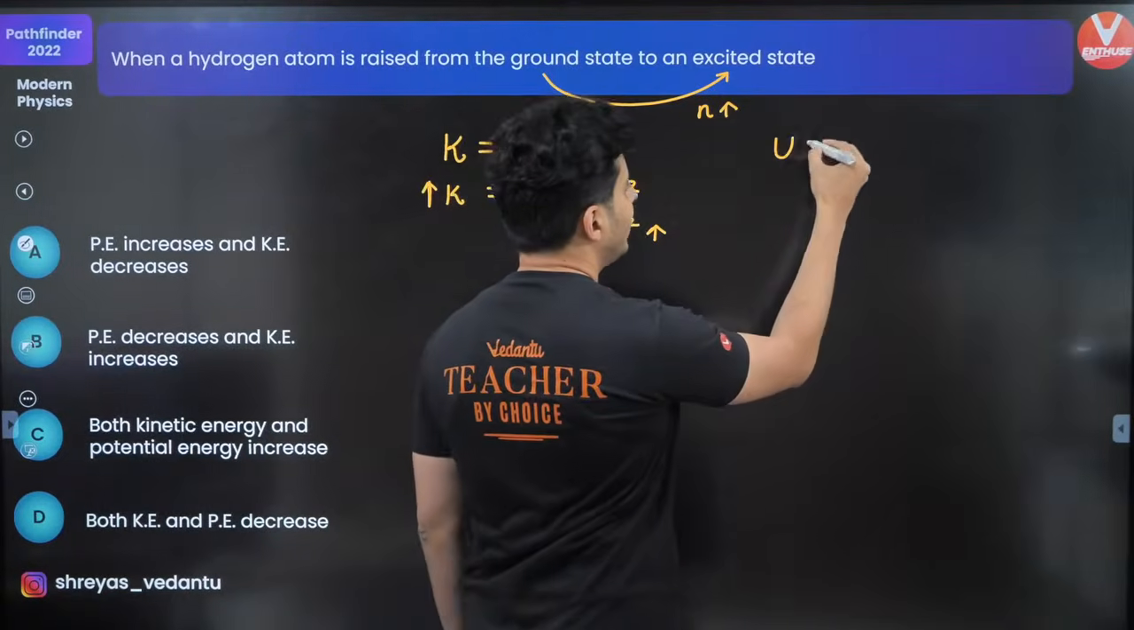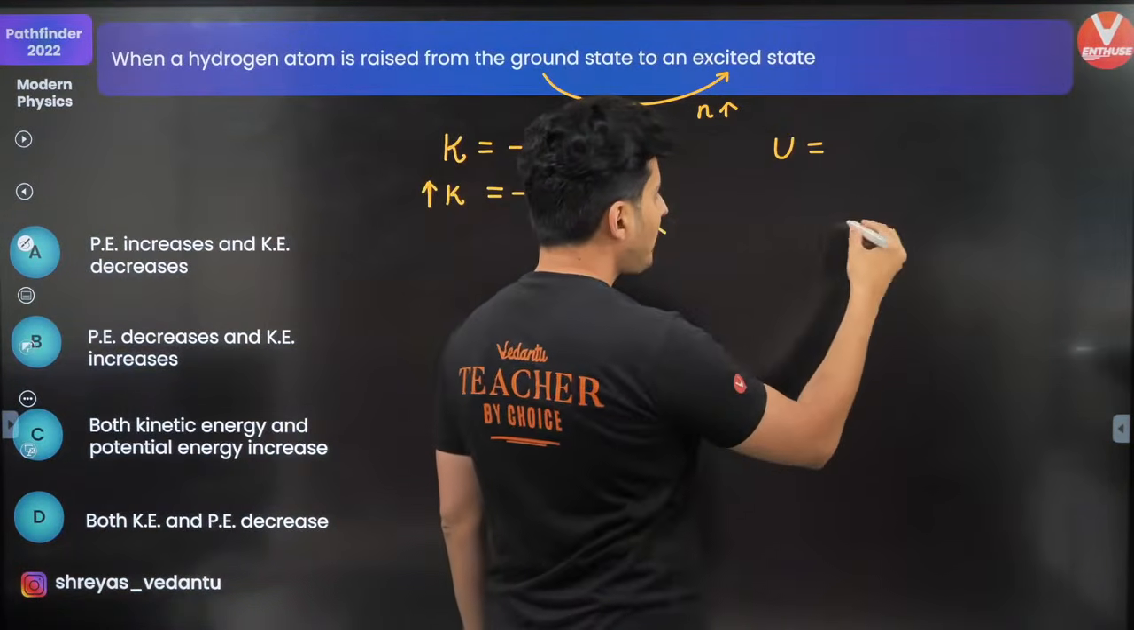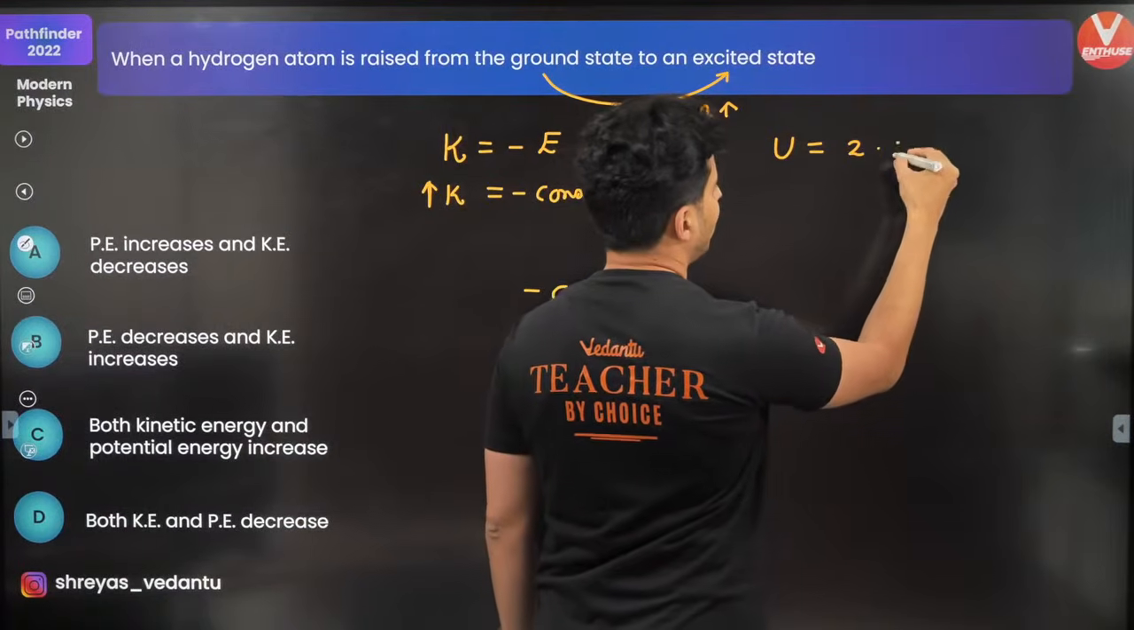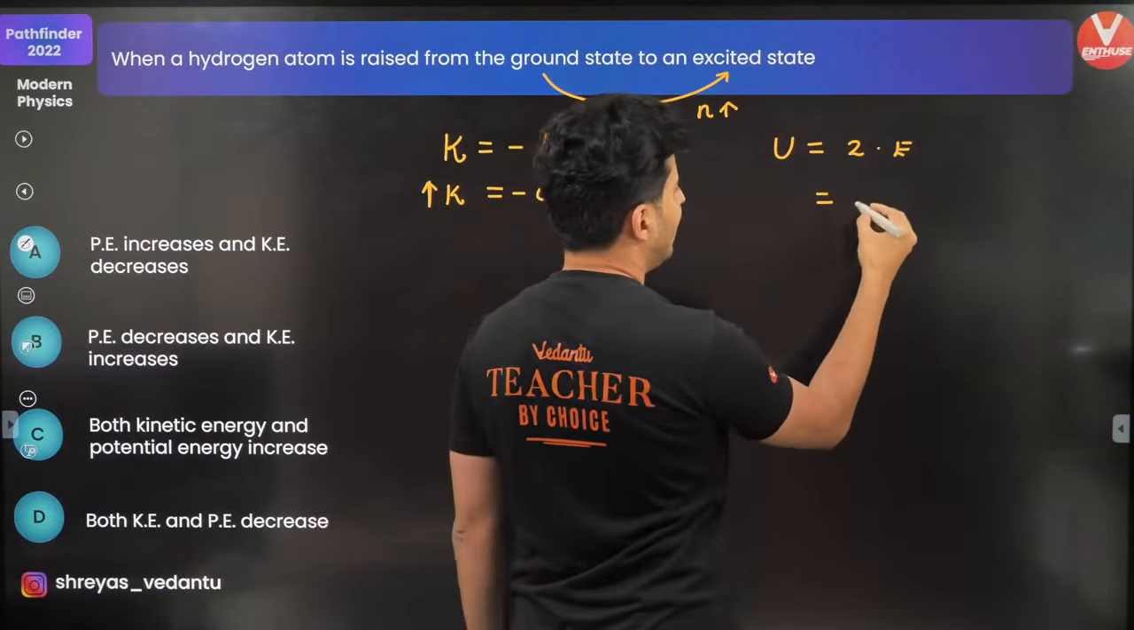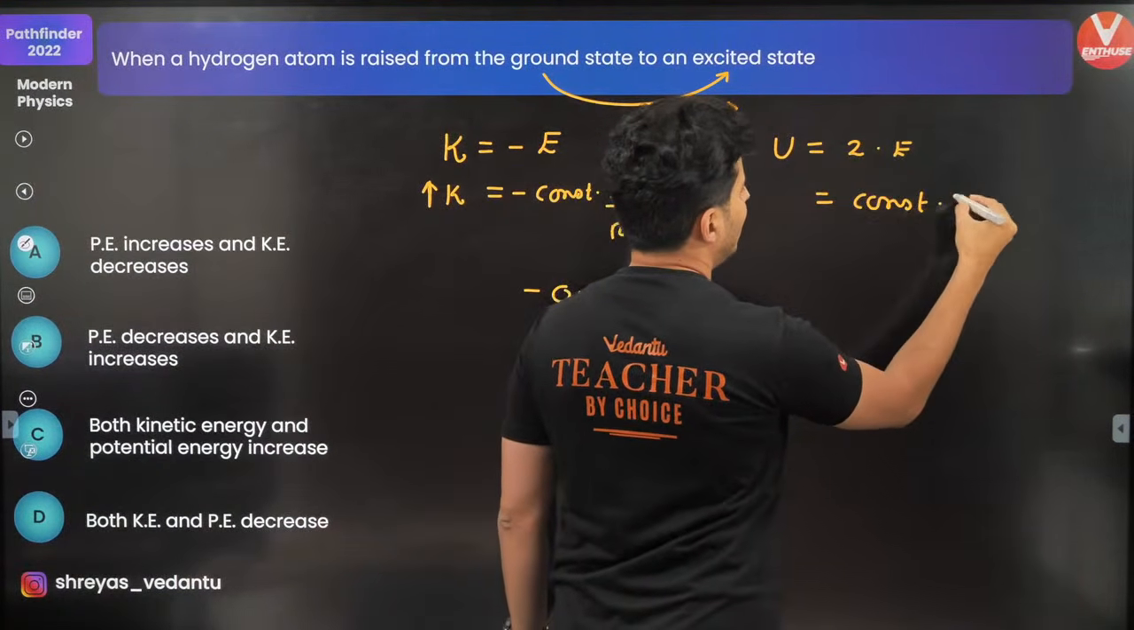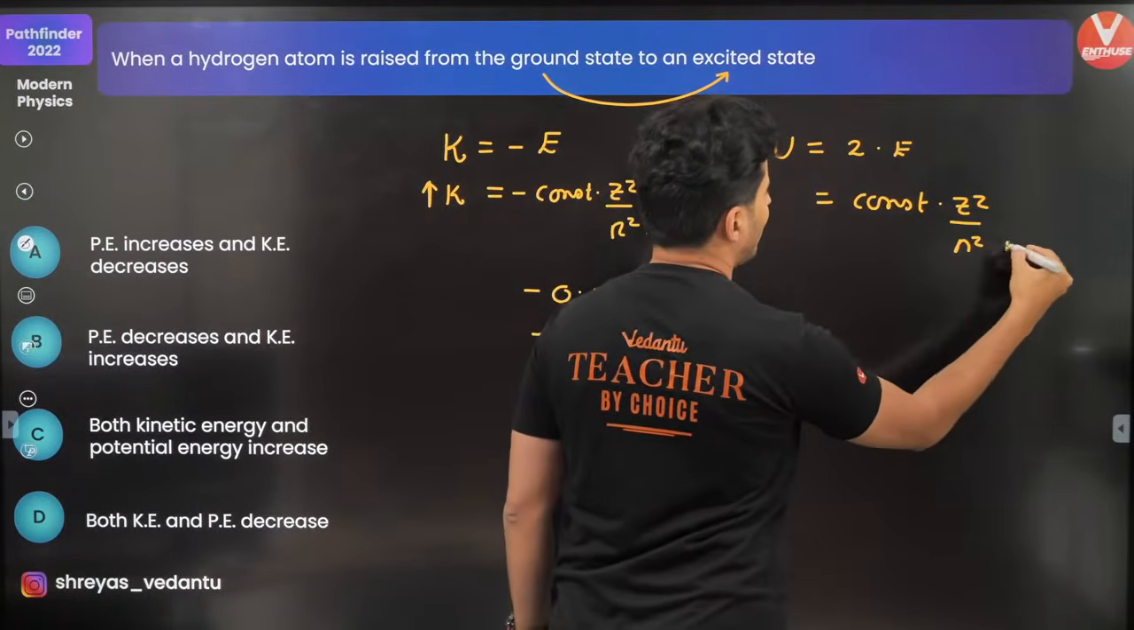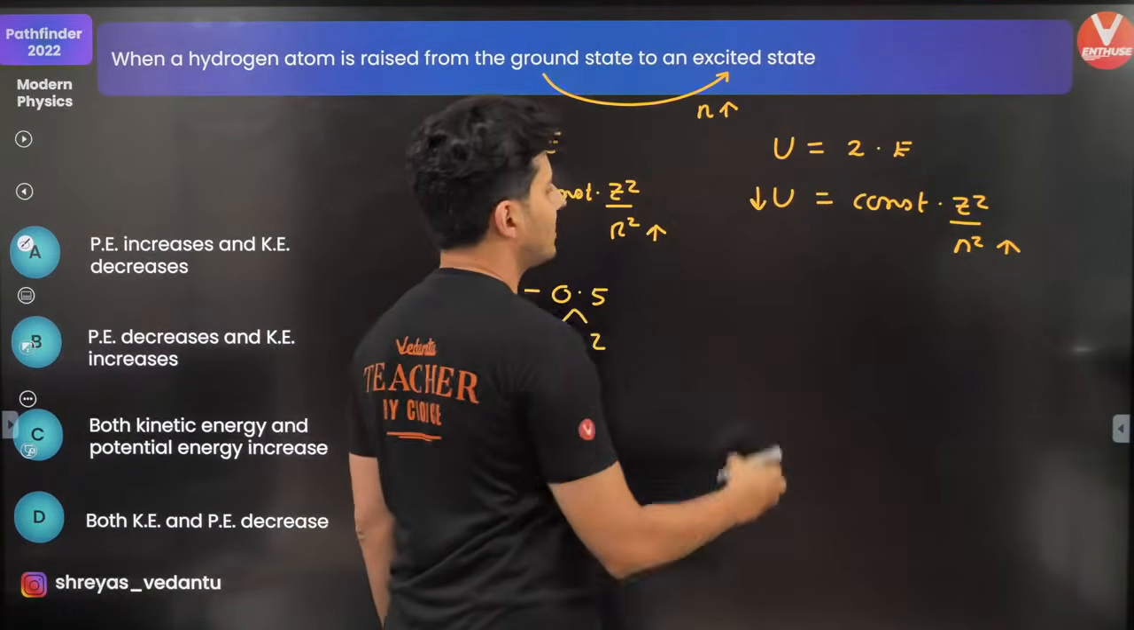Similarly, potential energy is nothing but 2 times the total energy. So it will be nothing but a constant into z square by n square. So if n increases, obviously potential energy should decrease.